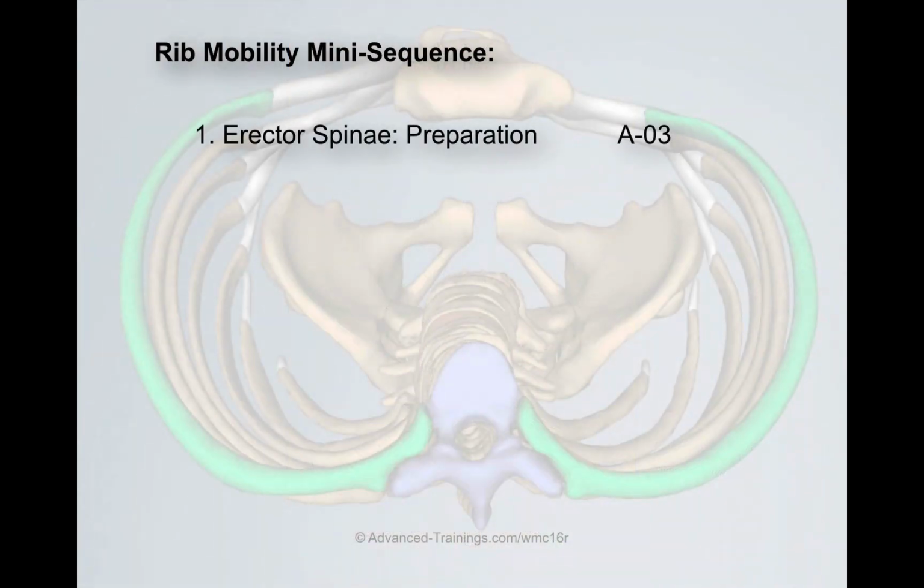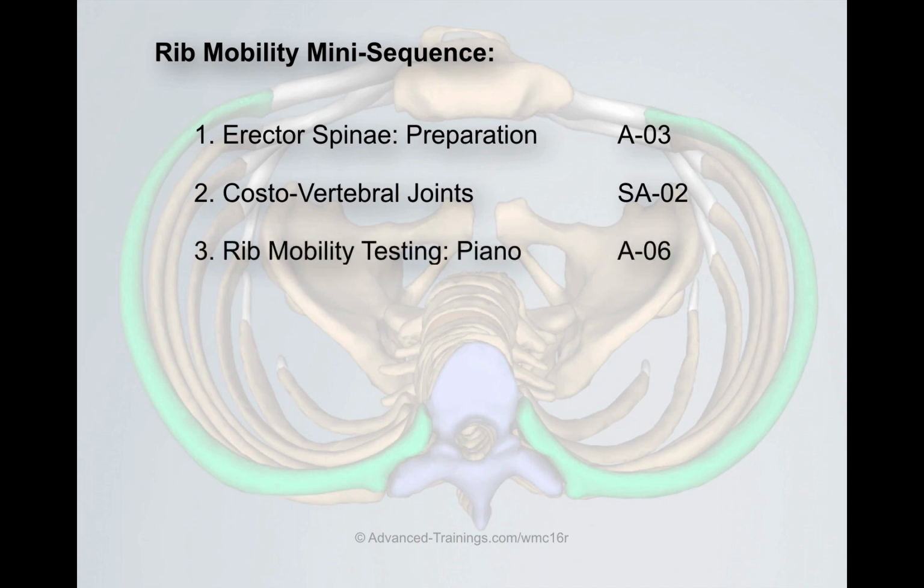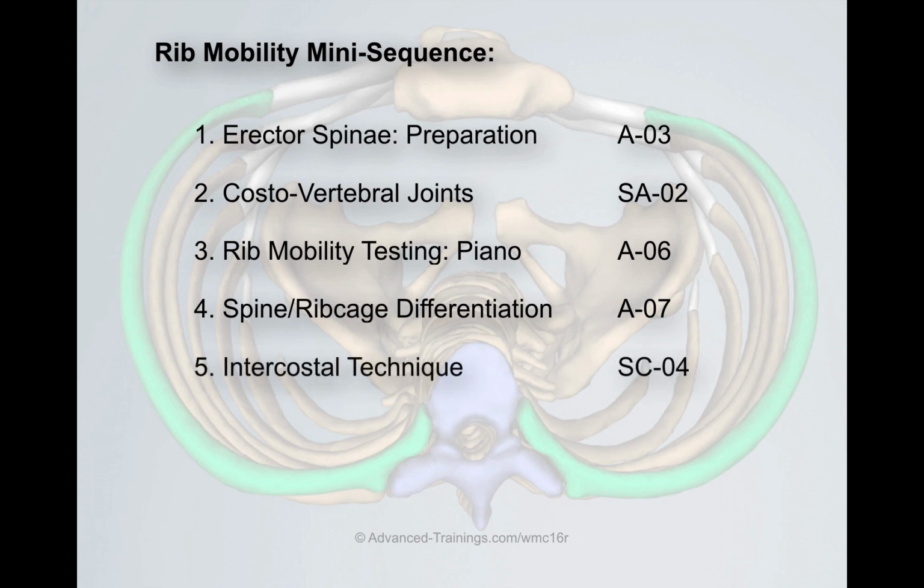We started by preparing the erectors so we could get down to the costovertebral joints. Then we tested and compared the whole set of costovertebral joints, both sides of the spine, with the piano test. Based on what we found there, we turned people on their side and did the spine ribcage differentiation technique to very specifically focus the work into individual joints that weren't as mobile. We began to put things back together with the intercostal technique, otherwise known as the bucket handle technique. So getting the whole rib cage to open and close like the accordion.